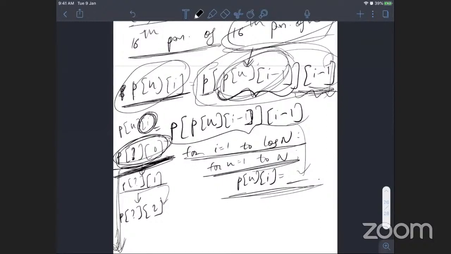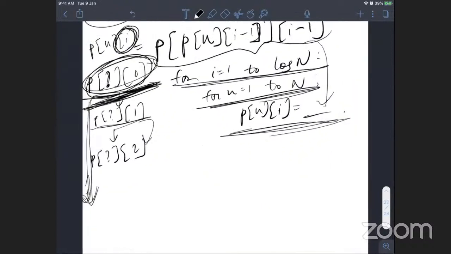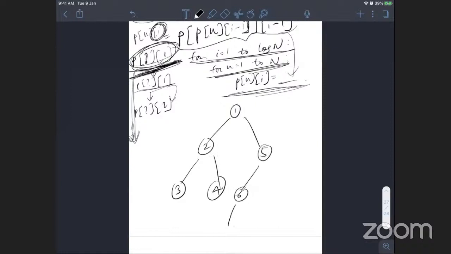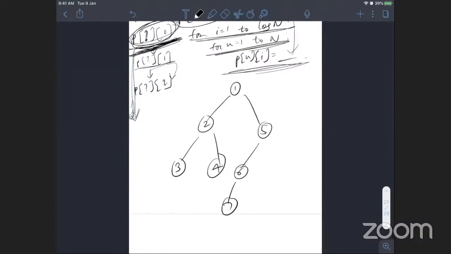The broad idea for the path aggregate thing is, I'll explain it right now only. Let's say in the LCA question itself, okay, I'll explain it with a very small example-ish idea. Yeah, let's say each node has a value also.